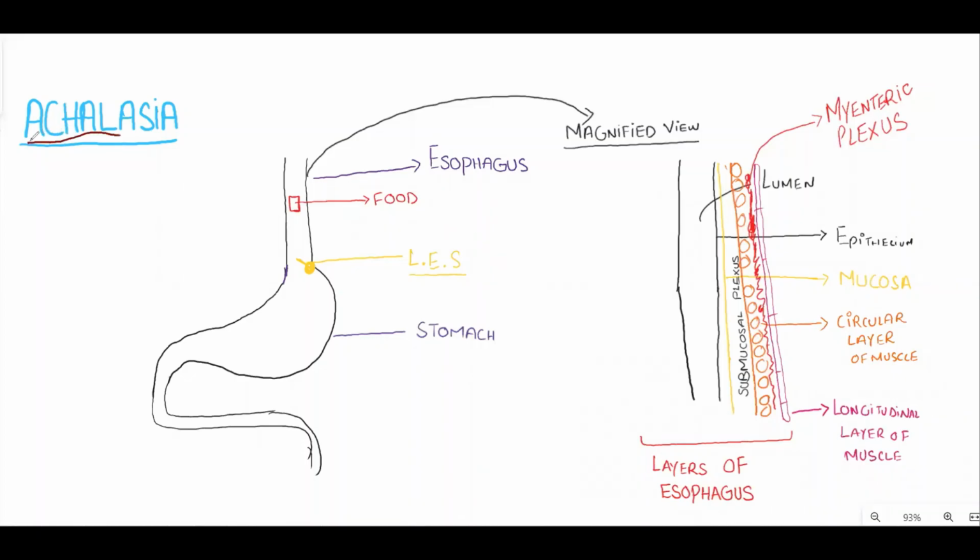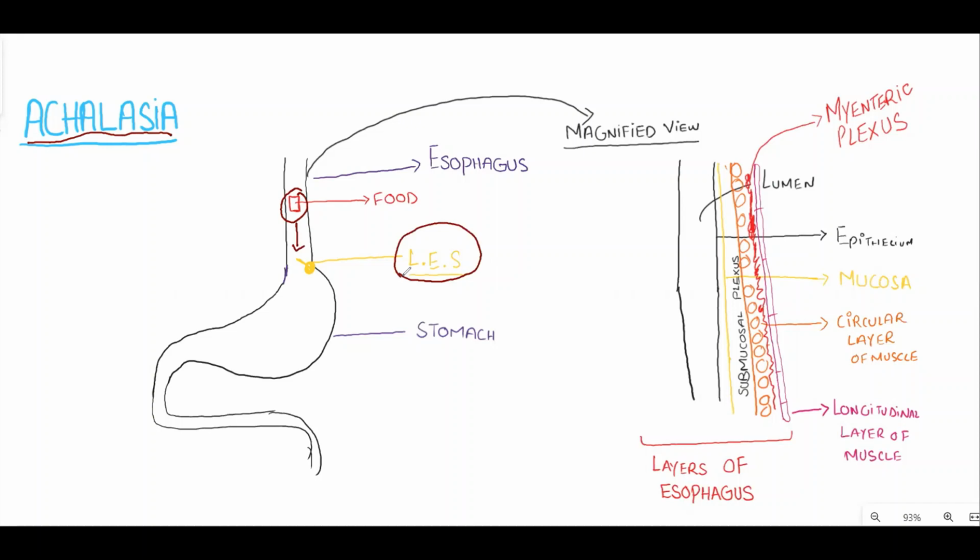To understand achalasia, first we need to know about esophageal motility. When food enters the esophagus, the esophageal muscle contracts behind the food, pushing it toward the lower esophageal sphincter. So how is esophageal motility controlled?